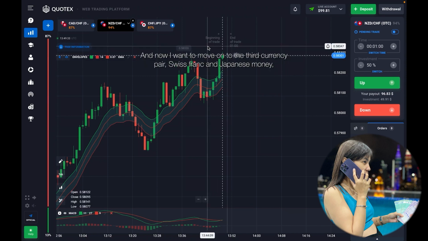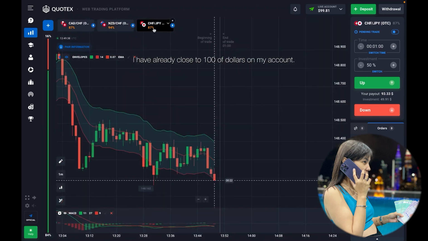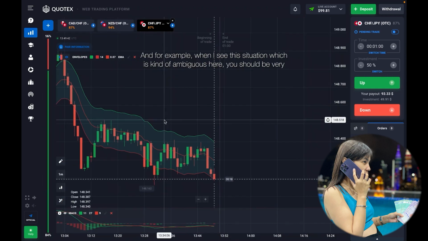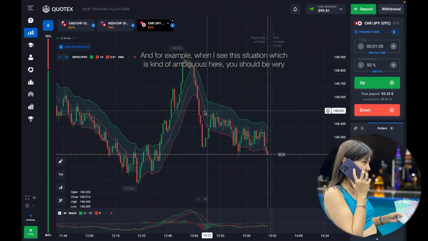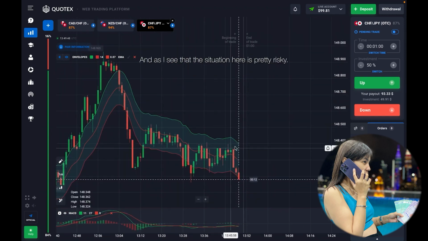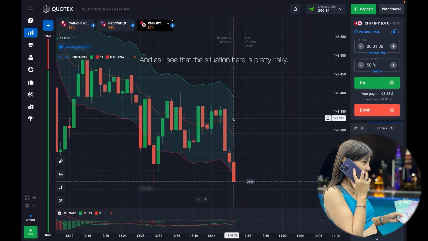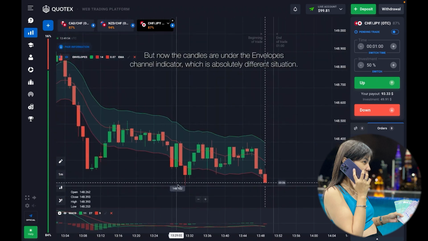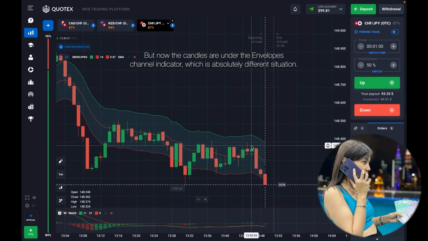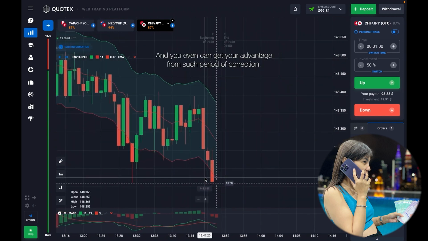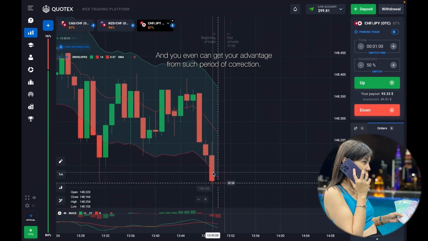Now I want to move on to the third currency pair, Swiss franc and Japanese yen, as I already have close to $100 in my account. When I see a situation which is kind of ambiguous here, you should be very careful while trading. The situation here is pretty risky, and the flat line here is pretty risky too. But now the candles are under the envelopes channel indicator, which is an absolutely different situation, and you can even get your advantage from such a period of correction.